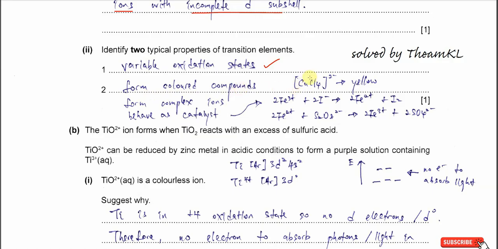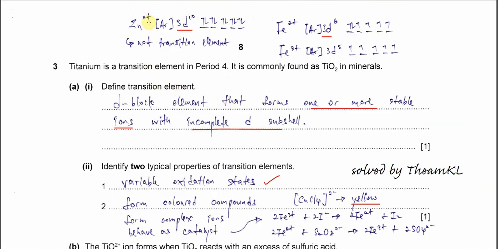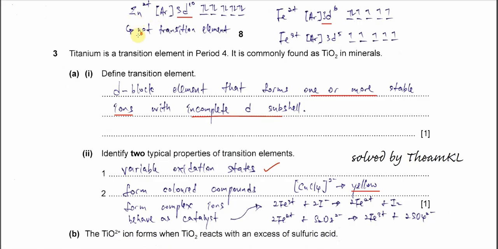Another characteristic of these transition elements is the formation of colored compounds. For example, copper tetrachloride is yellow. These complex ions formed by the transition elements are always colored, which means the zinc ion is not able to form color. Zinc oxide is white, and when it dissolves it's colorless. Like zinc nitrate: when the zinc nitrate salt dissolves, it forms a colorless solution.